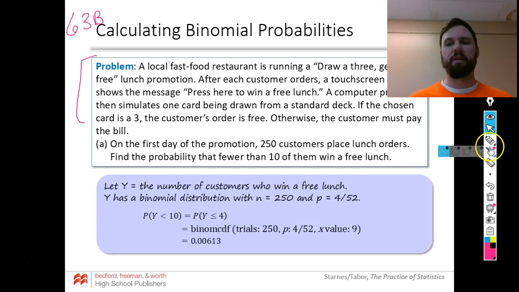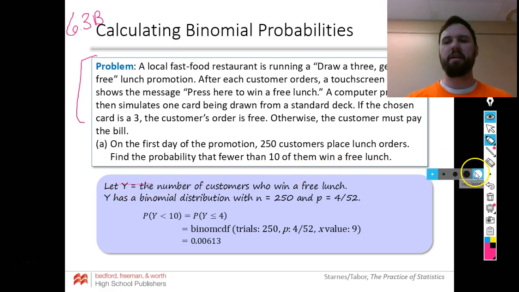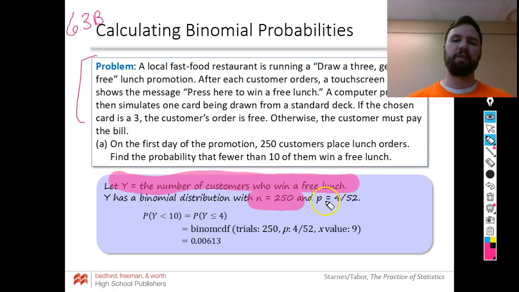Alright, let's do it. So we're going to denote Y, the number of customers who win a free lunch. So n is going to be 250. Now the probability: draw 3 given free, you're drawing 1 card from a standard deck. It needs to be a 3, so 4 out of 52. There's four 3s, 52 cards. So find the probability that that's less than 10.